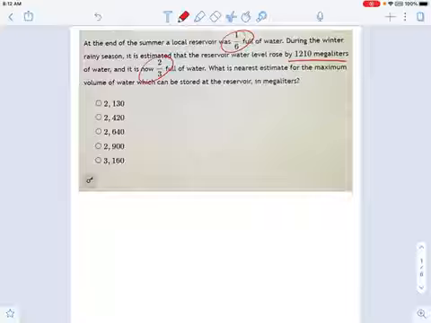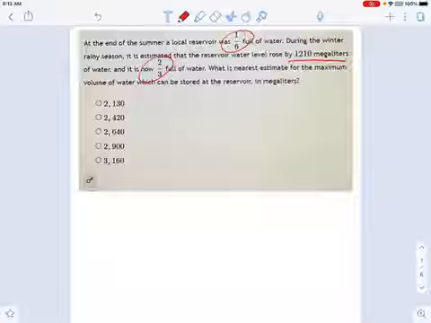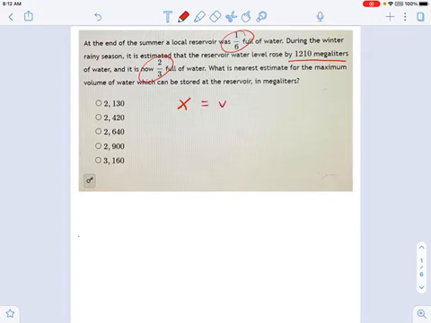But what we're going to do is try to set up some equation to express this sentence right here, going from 1/6 full to 2/3 full. And that difference is 1,210. So imagine that you have a reservoir volume of X. Okay, so I'm going to say X equals volume.